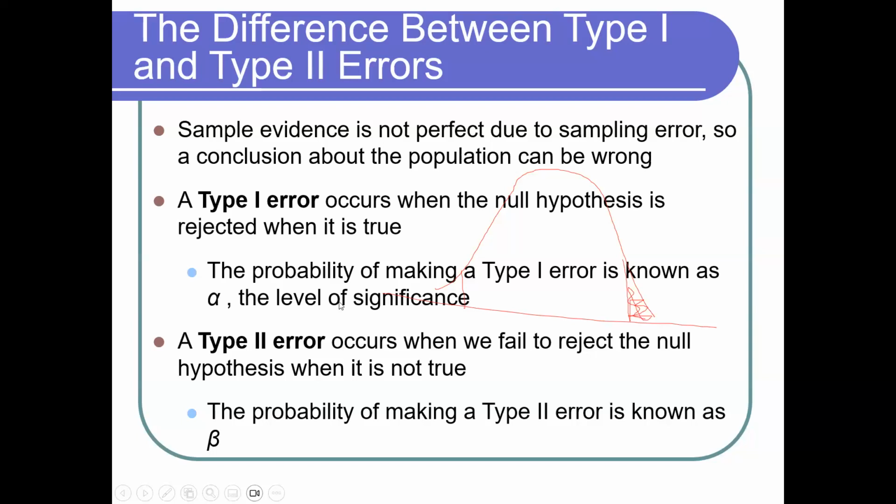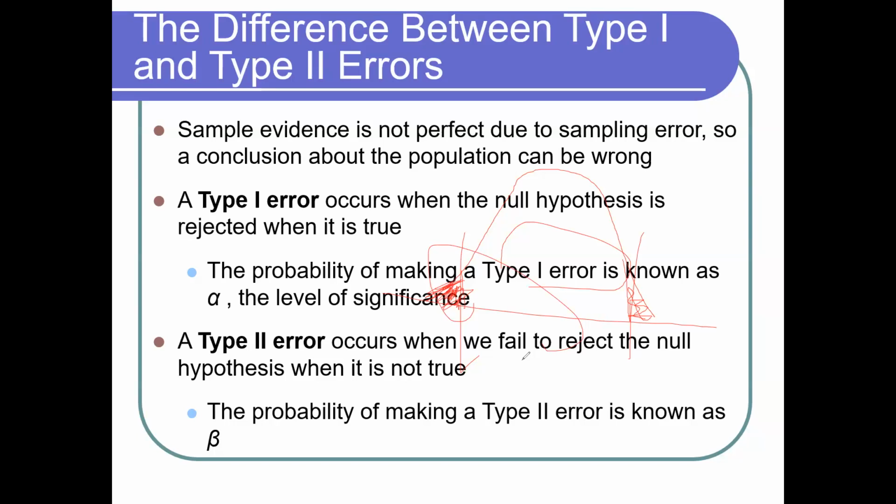So alpha is the significance level, and that's what we call the type 1 error. Type 1 error happens when the null hypothesis is rejected when it's true. That means if the value we saw is here, but it's actually within the acceptable range, but we reject the null hypothesis, okay? So that's the type 1 error.